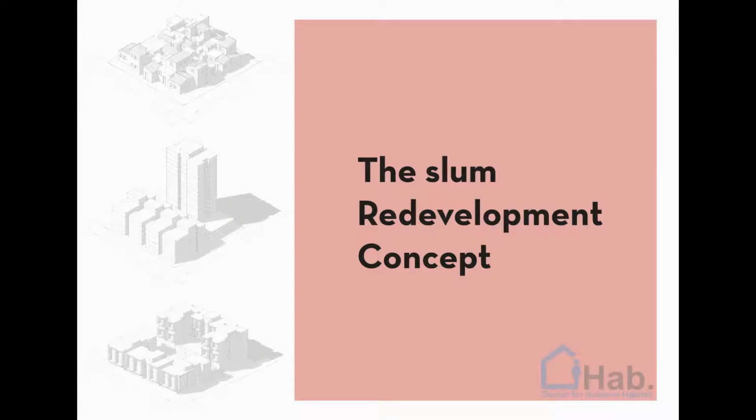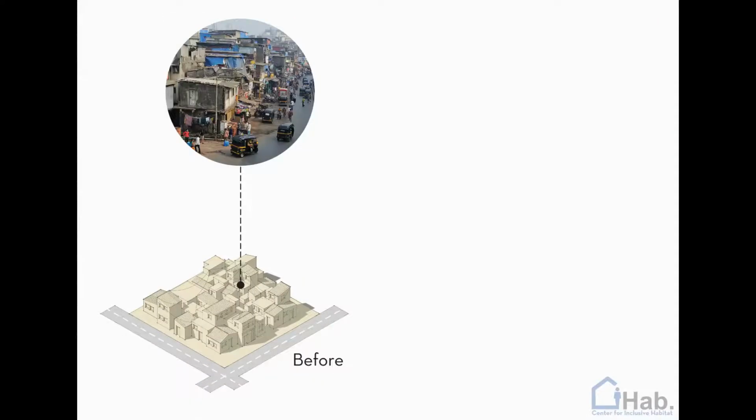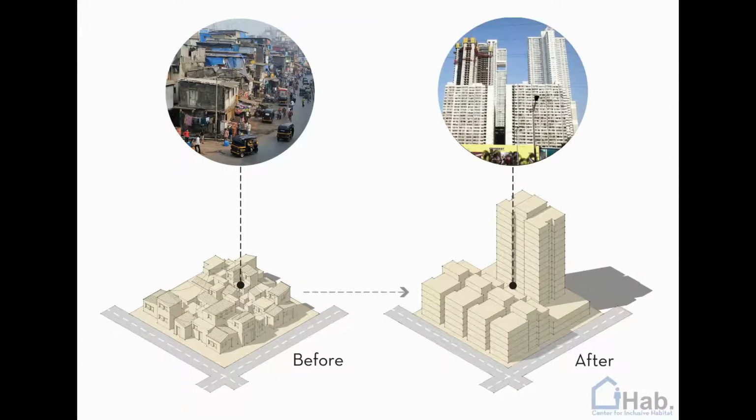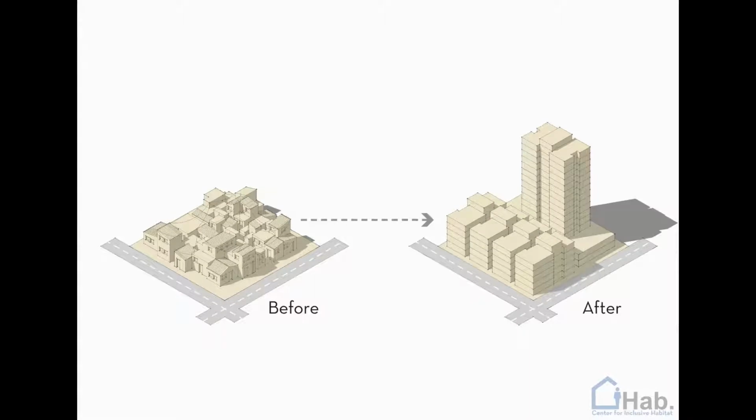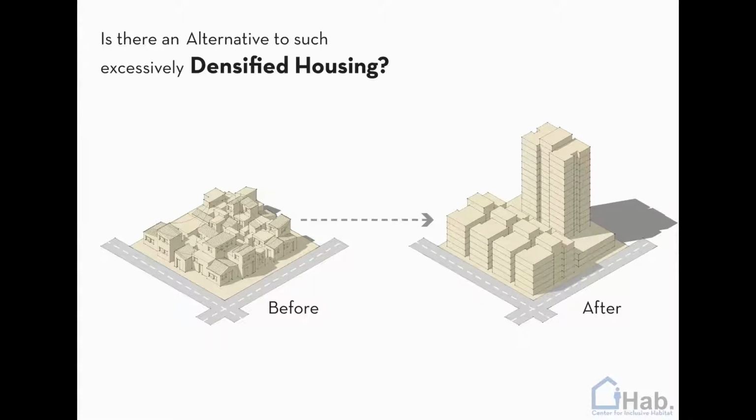For those of you who are familiar with the slum rehabilitation scheme being implemented in Mumbai and other cities of Maharashtra, we typically see the following before and after. While the before was inadequate in many ways, the after is also excessively densified and a very inequitable development. Is there an alternative approach for housing the urban poor? If yes, how should we think about it?